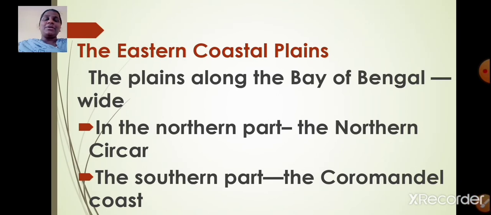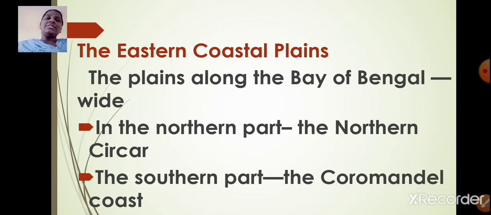Now let us learn about the eastern coastal plains. The plains along the Bay of Bengal. So eastern coastal plains lie along the Bay of Bengal. They are wide. So if we compare eastern coastal plains with western coastal plains, okay, eastern coastal plains are wider, whereas the western coastal plains are narrow. You need to remember this.